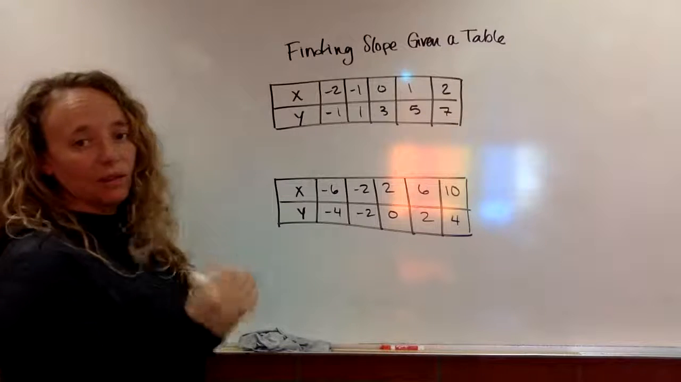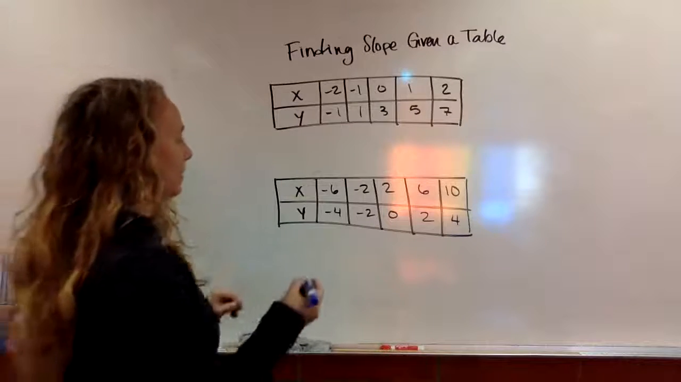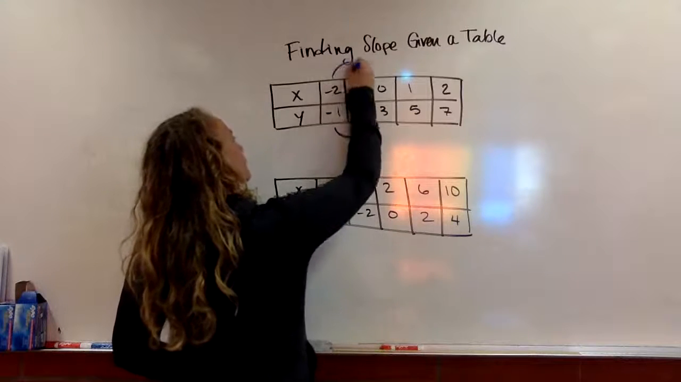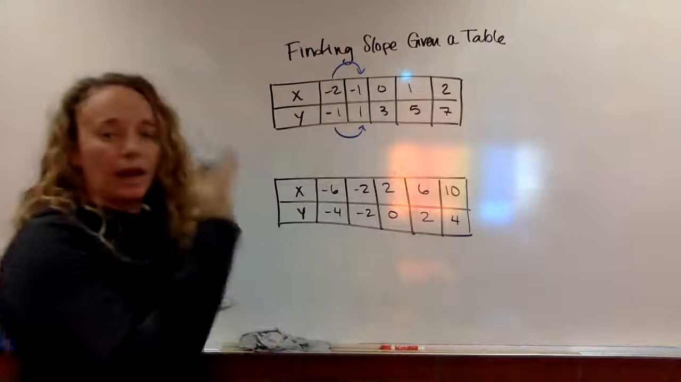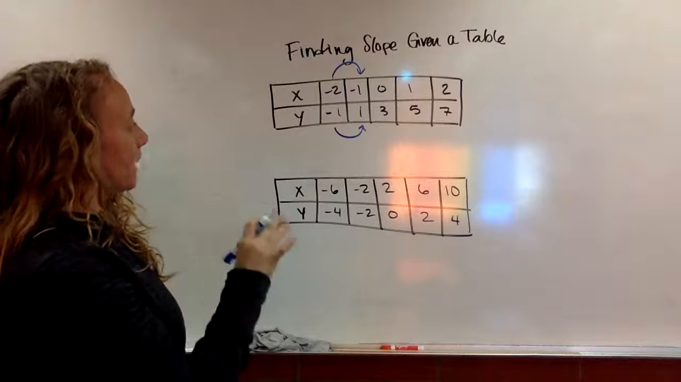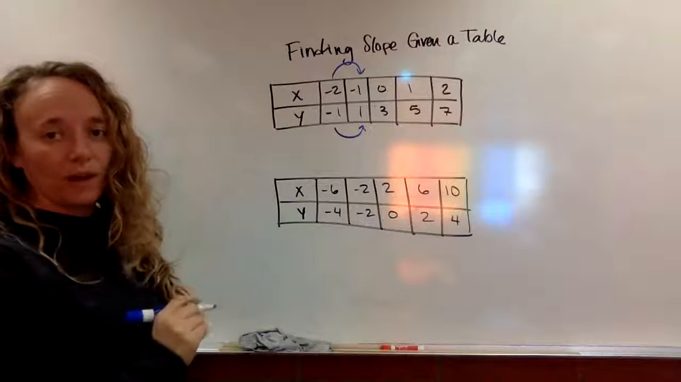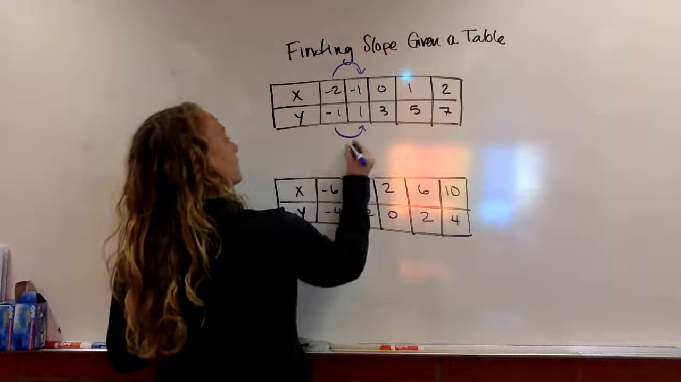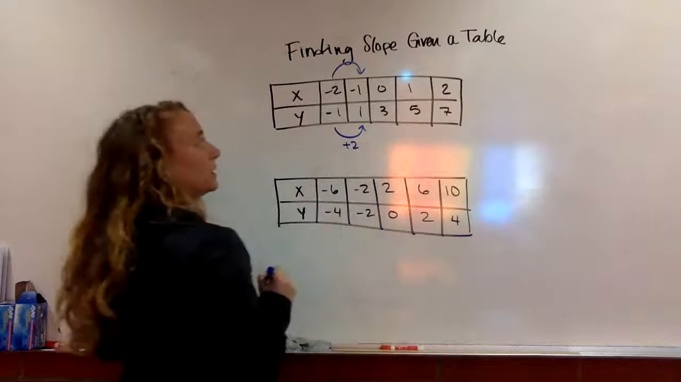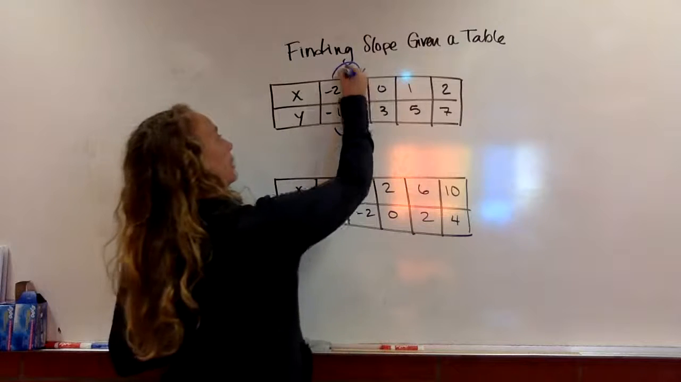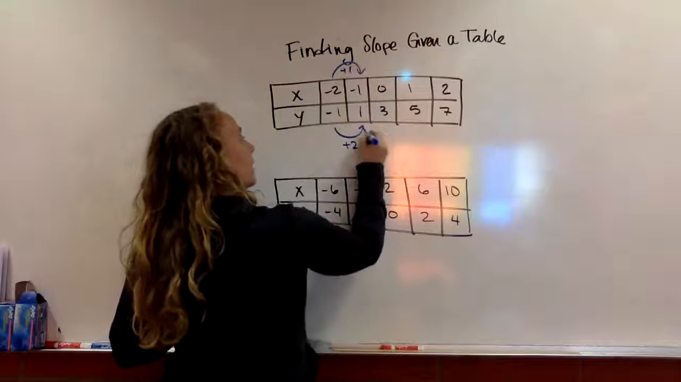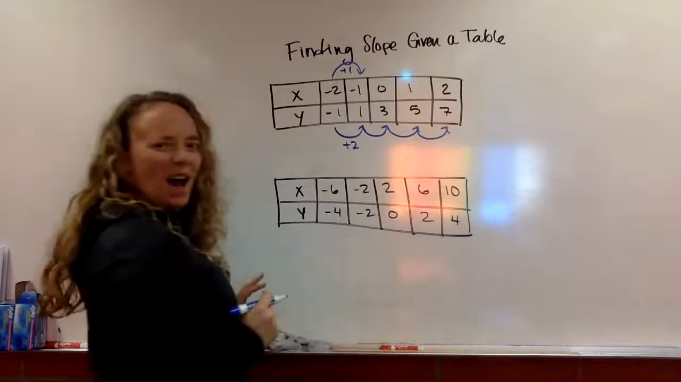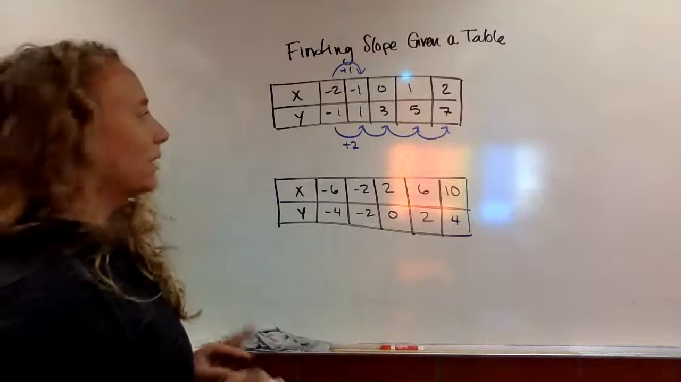So finding slope given a table. Let's look at these two basic tables that we have here. So right here versus right here. We are going to look at how we are changing in each of the x values and how we are changing in each of the y values and seeing how those compare. So -1 to +1, I have to increase by 2. -2 to -1, we're increasing by 1. And I am going to do this same thing. And notice I can keep starting with the y values.